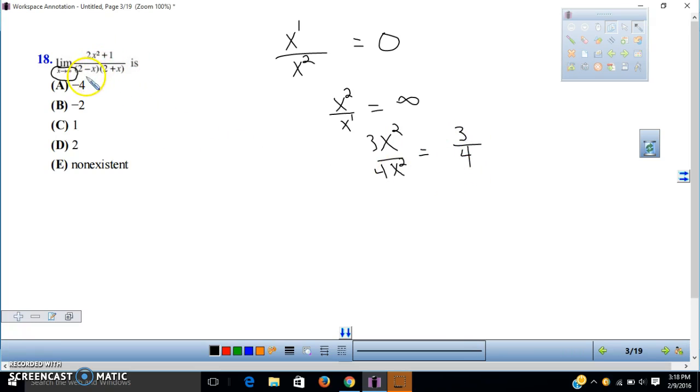Okay, so this one I'm going to FOIL out. So you get 2x squared plus 1. And the bottom, that's the extra rule, 4 minus x squared. So they're both x squared, so I take my leading coefficients, and I get 2 over negative 1, or negative 2.